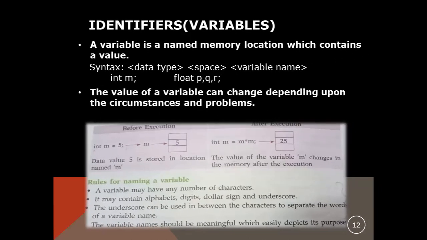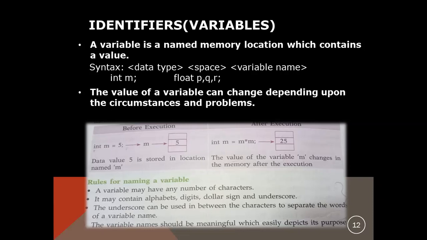Our next token is identifiers or variables. A variable is a named memory location which contains a value. I repeat, a variable is a named memory location which contains a value. How to declare a variable? int m. So when writing int m or float pqr, what we are doing is assigning a memory location for this variable m, which will carry a data type of integer. Now this value of a variable can change depending upon the circumstances and problem.